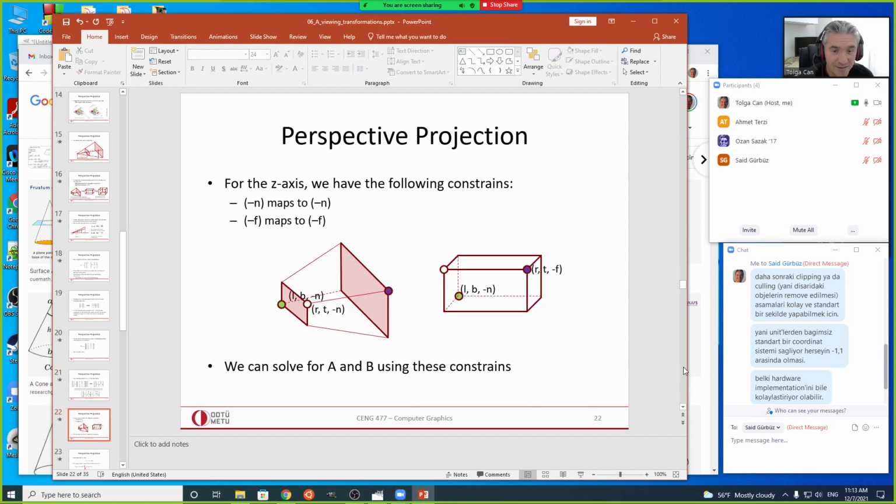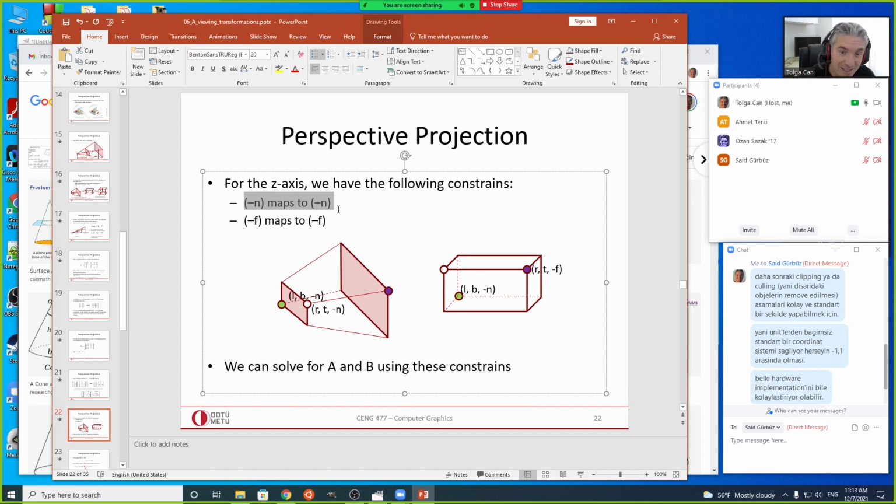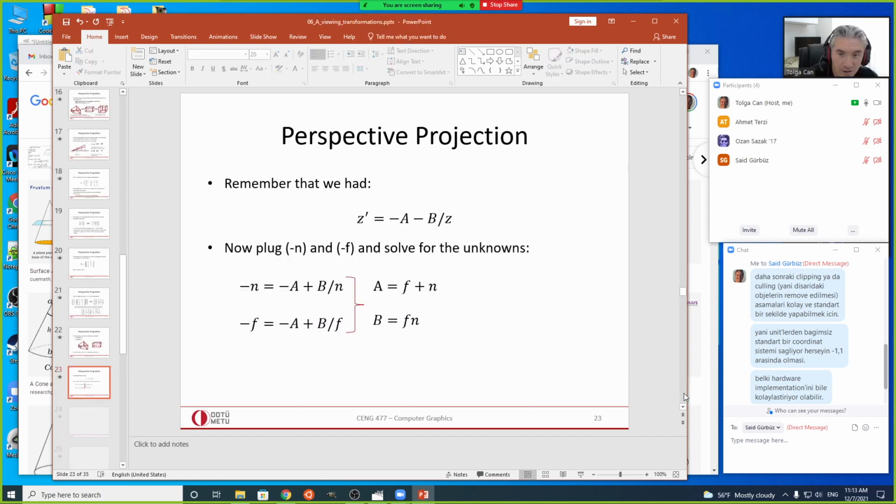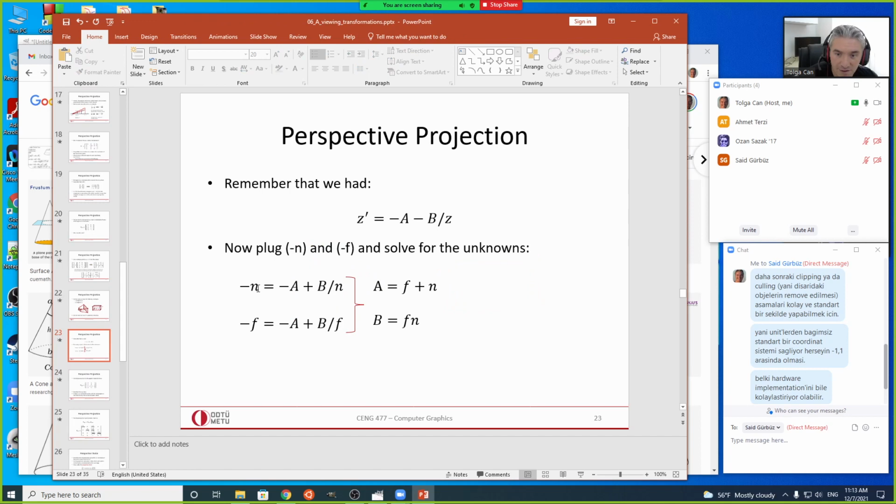So that's what is done. Actually, this is what it means. -n maps to -n means that if you originally had the z coordinate of -n, after the transformation, after the division by your minus z coordinate, it should still be -n. So here, it's right here, -n plus b over n. So this was minus b. So the same equation here. We should get this one.